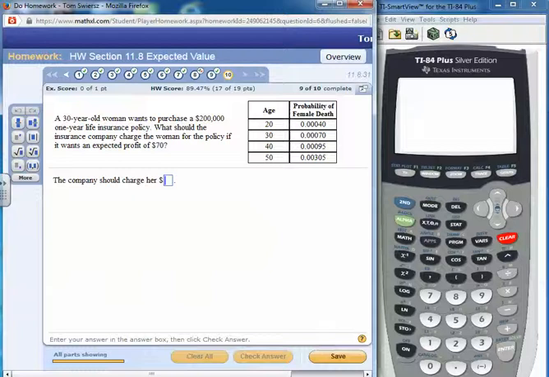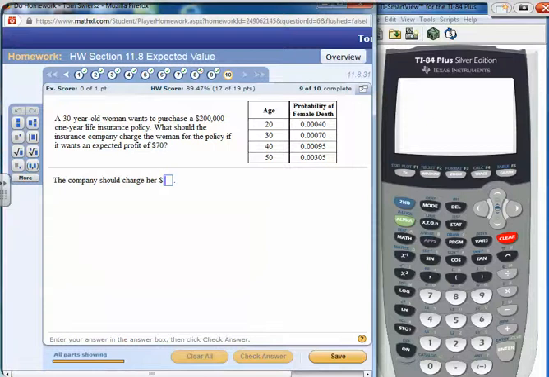Okay. Let's look at number 10. A 30-year-old woman wants to purchase a $200,000 one-year life insurance policy. What should the insurance company charge the woman for the policy if it wants an expected profit of $70? Okay, so in this case, the woman is 30 years old, correct? So in this chart, of course, we have 30. The probability of her death is 0.00070, right?